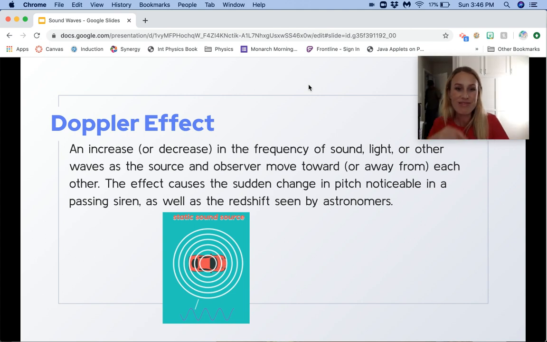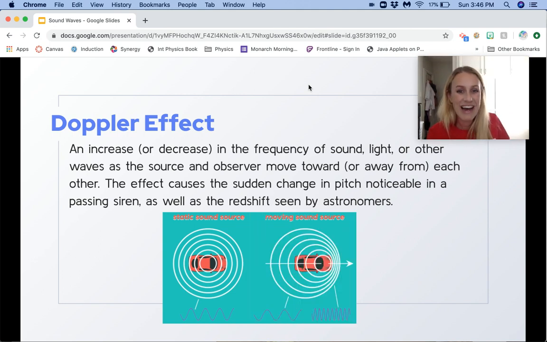Now, if that source is moving, you see how those sound waves are bunching up in the front? So a sound wave comes out, and then the object moves toward that sound wave that's coming out from it. So you're bunching up as the object moves toward those sound waves, and then behind the object where it's leaving, they're getting more and more spread apart. So that's why when the ambulance comes toward you, you hear a higher frequency sound. When it goes away from you, you hear a lower frequency sound.